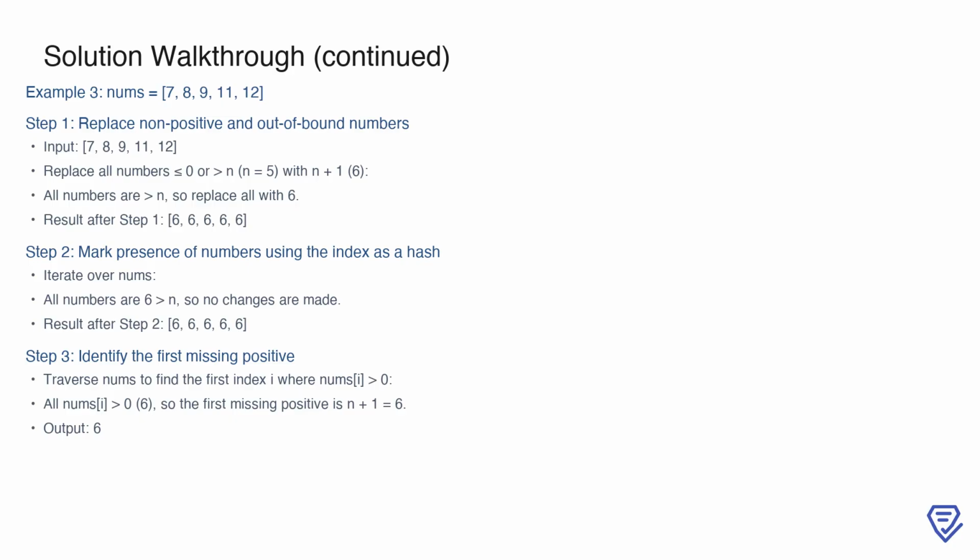For the second step, we attempt to mark numbers using the indices as a hash, but since all numbers are 6, which is greater than n, no changes are made, and the array remains 6, 6, 6, 6, 6. In the final step, we look for the first index i where nums[i] is positive. Here, all numbers are positive, so the smallest missing positive is n plus 1, which is 6.